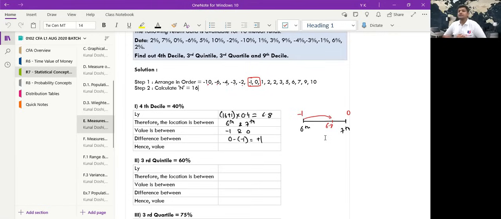80%, because I don't have to cover the entire distance. I don't have to go from 6 till 7. I have to go from 6 till 6.8. Correct? So the value will be 80% of 1, which is 0.8. That will be the value.